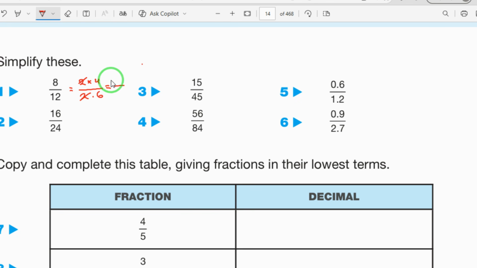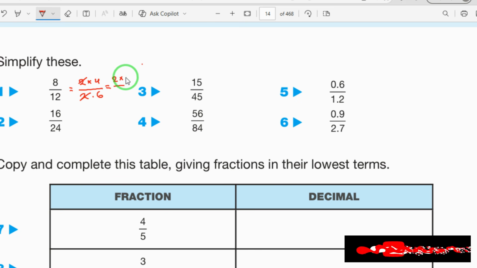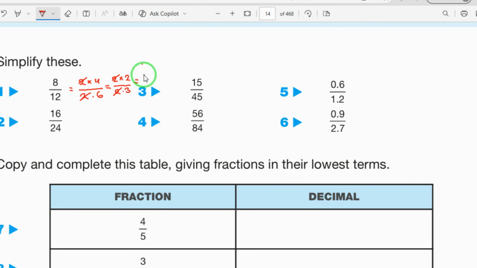Also we can write instead of 4, 2 times 2 is 4. And in the denominator we have 2 times 3 is 6. Now we simplify 2 by 2, so the answer is 2 over 3. And I start to simplify the next question, question number 2.